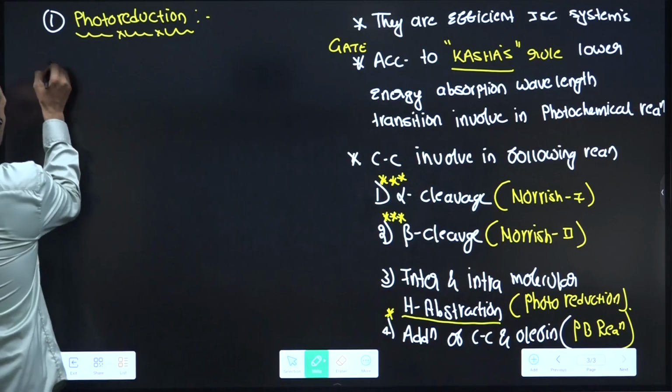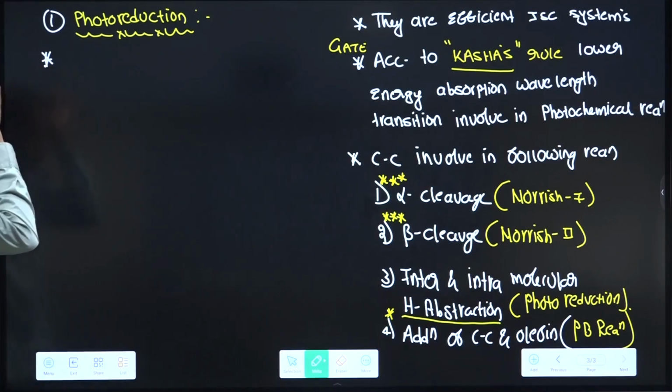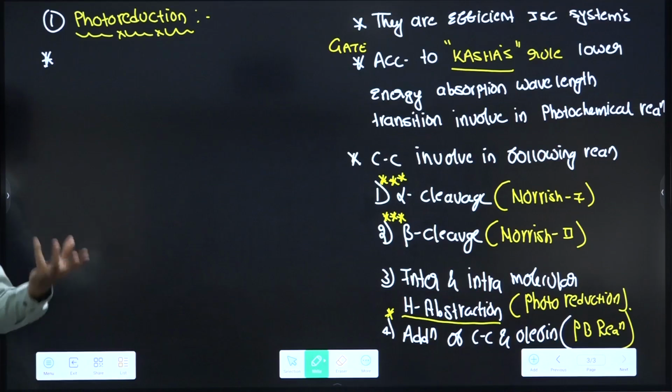Photo reduction. What is reduction? Gain of hydrogen, loss of oxygen, gain of electron is reduction. Gain of hydrogen. If any molecule takes hydrogen, reduction. If any molecule loses oxygen, reduction. Photo reduction means photochemically they are taking hydrogen with the help of light. That is called photo reduction.